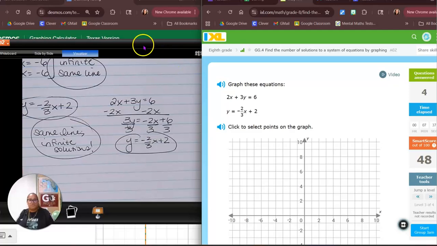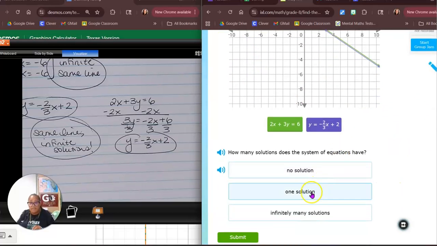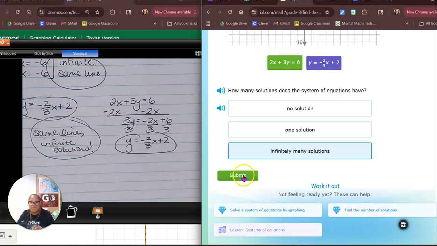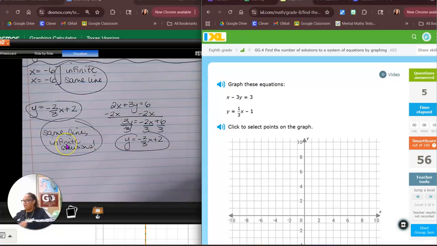So I'm going to come to IXL. And I will plot the green one. So my y-intercept is +2, so 0, 2. And then I will go down 2, 1, 2, and to the right 3, 1, 2, 3. There's my first line. And then over here I'm going to plot the same exact one because they are the same line. 0, 2, down 2, to the right 3. They should be the same line. They have infinite solutions. And then let's check and see if we got it right. We did.